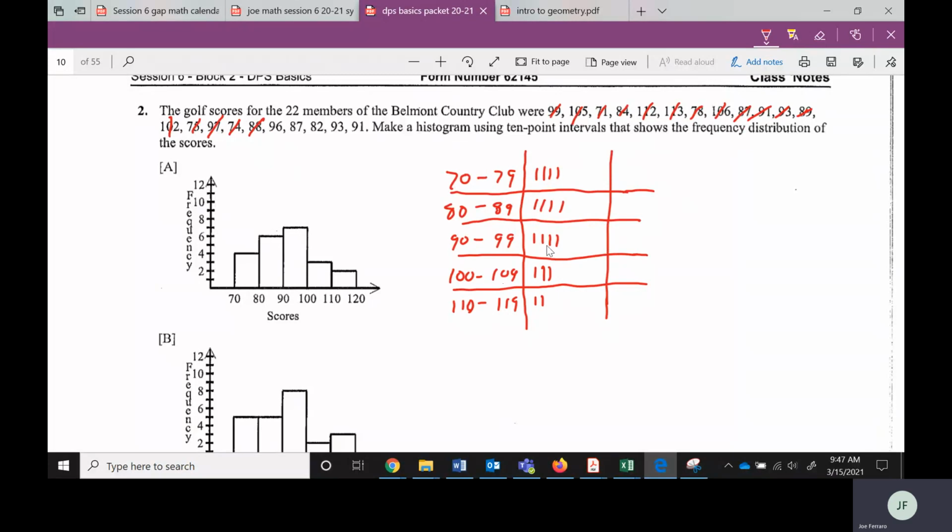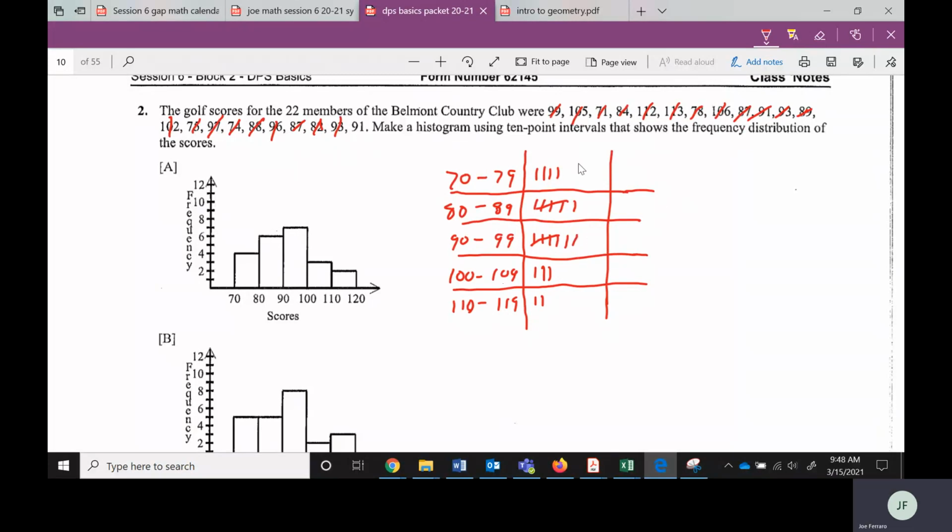96. Now, remember when you do tallies, I've got to put another one here. Don't just put a next line. You want to group them in 5. So 1, 2, 3, 4. Put a line either diagonally this direction or the other direction. Doesn't matter. 87. Same thing here. Just makes it easier to count. Then 82. 93. And a 91.